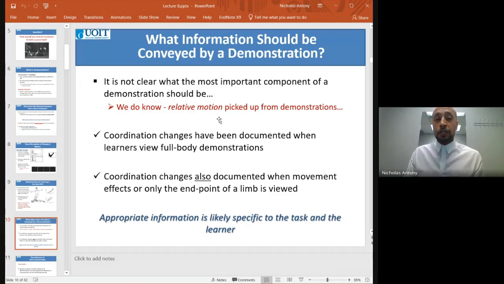The next question is, if we know that demonstration is most important, is it better to have a full view of the whole body, or is it better to have a demonstration of the endpoint of the limbs? So let's say we're talking about a soccer kick. To learn how to do a soccer kick, is it better to see a full body do it? Or is it better to have a stick figure of the leg or even just the foot?